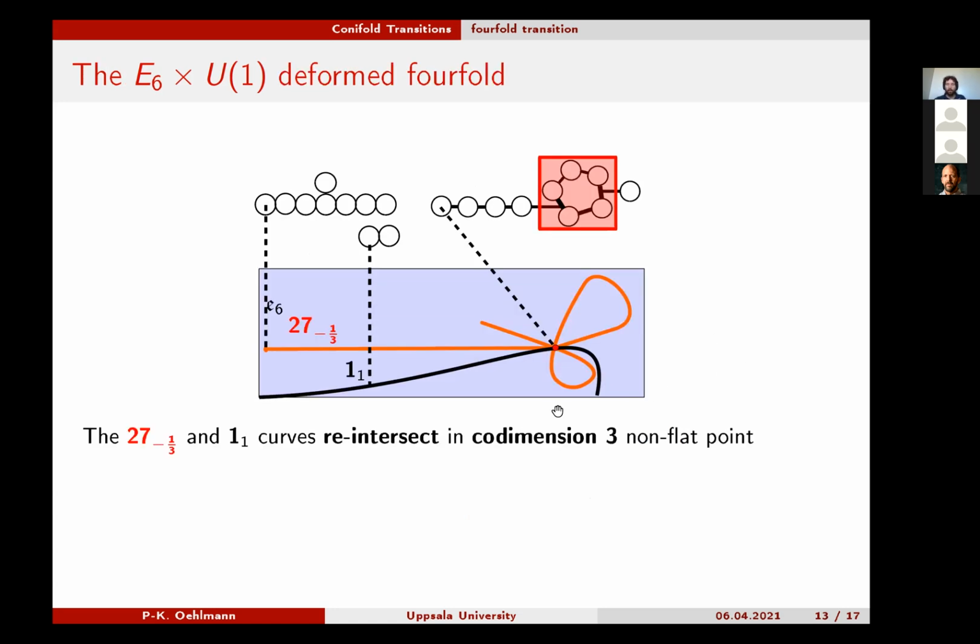Great. But now what you actually find, and this is, again, a way more general story, is that this 27 curve and singlet curve actually re-intersect. And they don't intersect in codimension 2, but in codimension 3, because now I have a fourfold. I have more complex dimensions at my disposal. And now you will find that there's enough room that these two will again intersect in some kind of E string intersection, but in codimension 3.